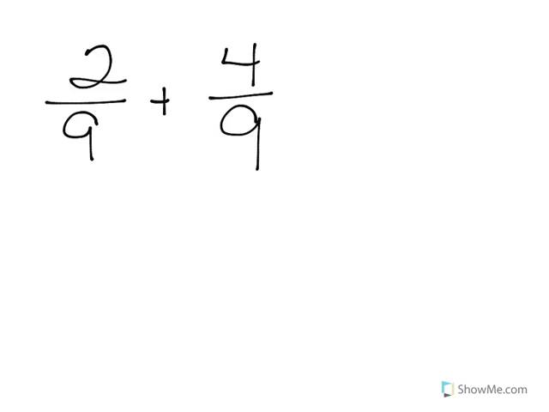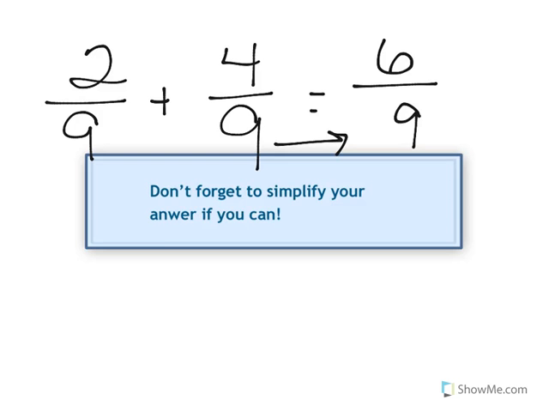Let's practice one. 2/9 plus 4/9. Remember, the first thing we're going to do is add the numerators. And 4 plus 2 is 6. Then remember, the denominator stays the same. You just copy that over. It's 9, so we have 6/9. Remember, you have to reduce if possible. See? Don't forget to simplify your answer if you can.